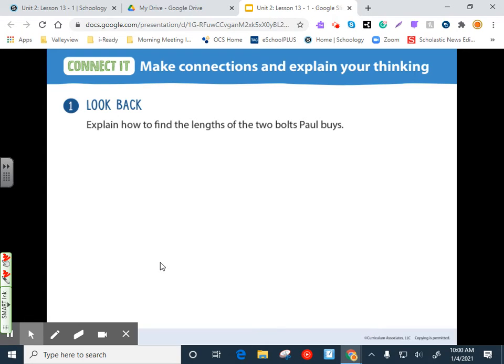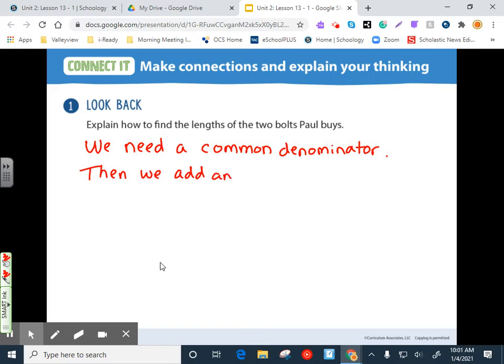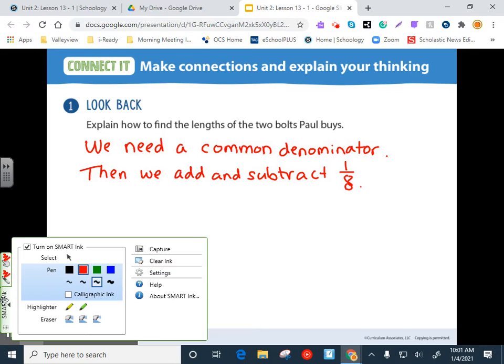All right, explain how to find the lengths of the two bolts that Paul buys. Well, that's pretty simple. We need a common denominator, which in this case was the 8. And underneath there, then we add and subtract 1/8. Simple as that.